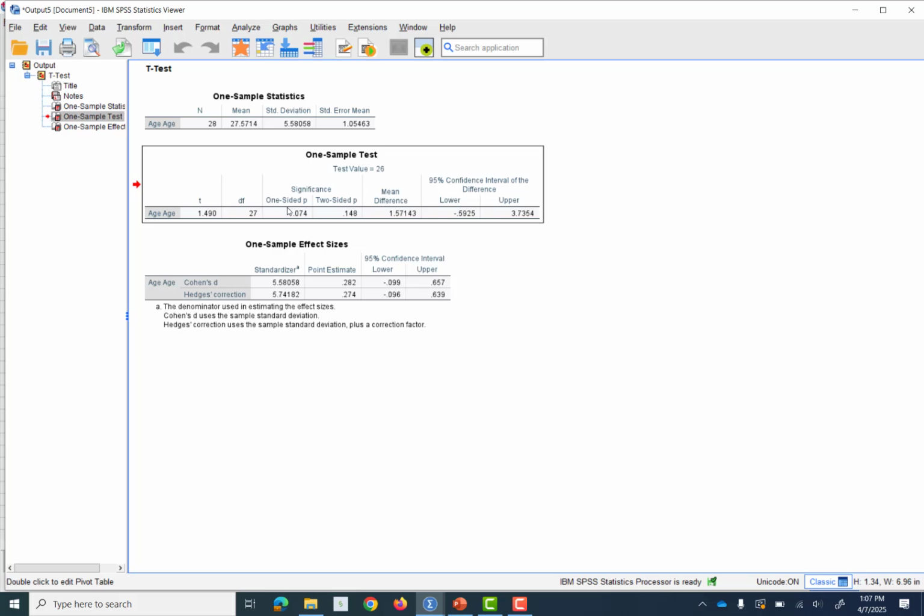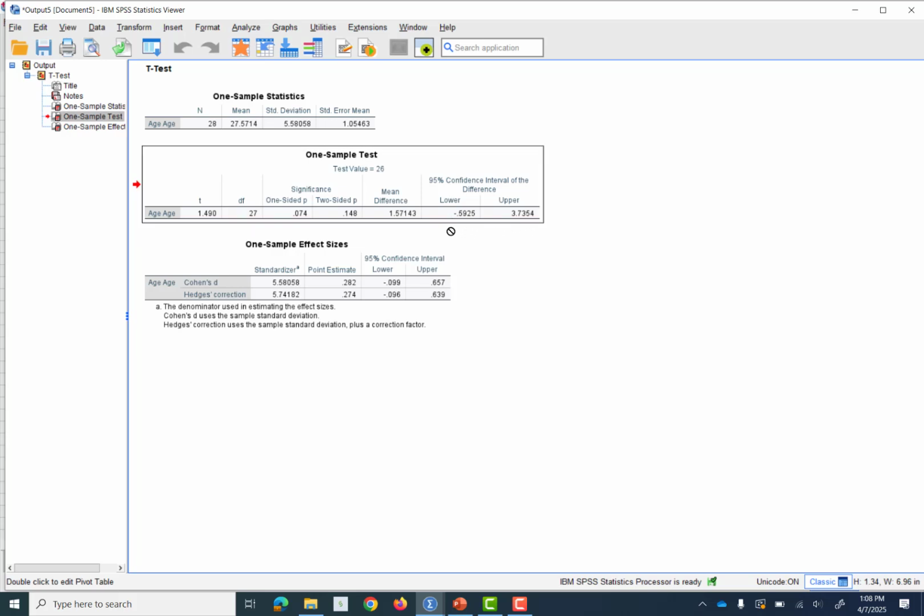Before it used to give me only the two-sided p-value. Now it gives me the one-sided p-value and the two-sided p-value. So one tail p-value, two tail p-value. Keep in mind that the two tail is twice the one tail. So if you take 0.74 multiplied by 2, you get 0.148. And you can see here the confidence interval is for 95%. If I change it to 90 because it's one tail, you will get a different confidence interval.